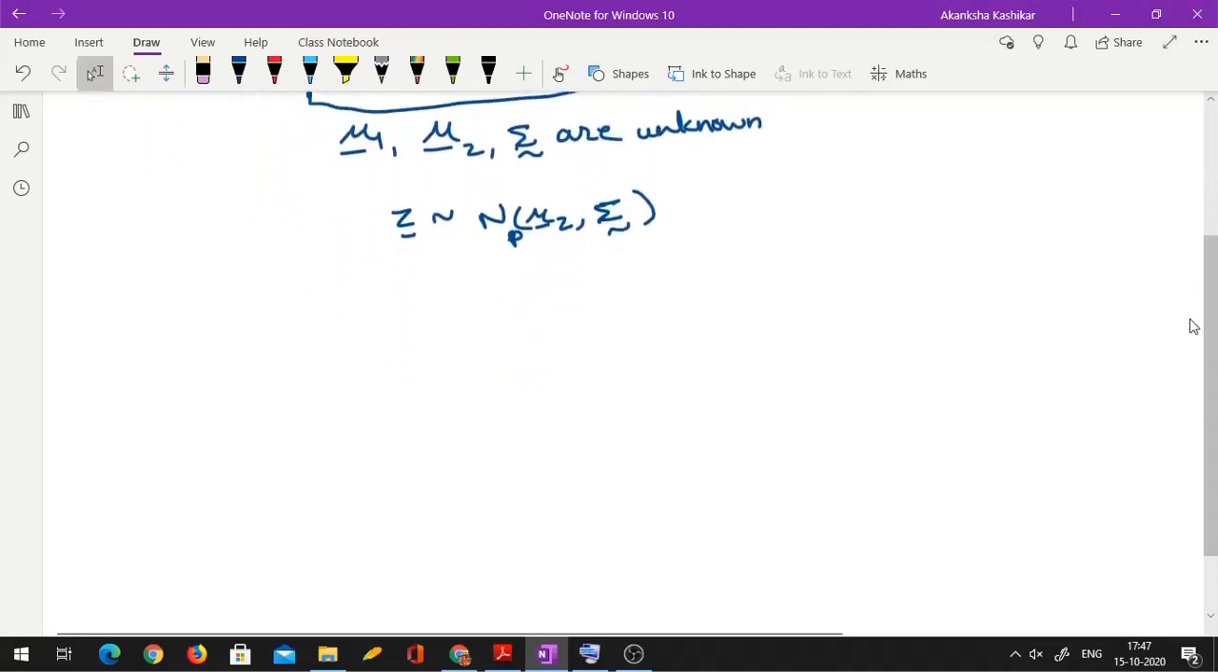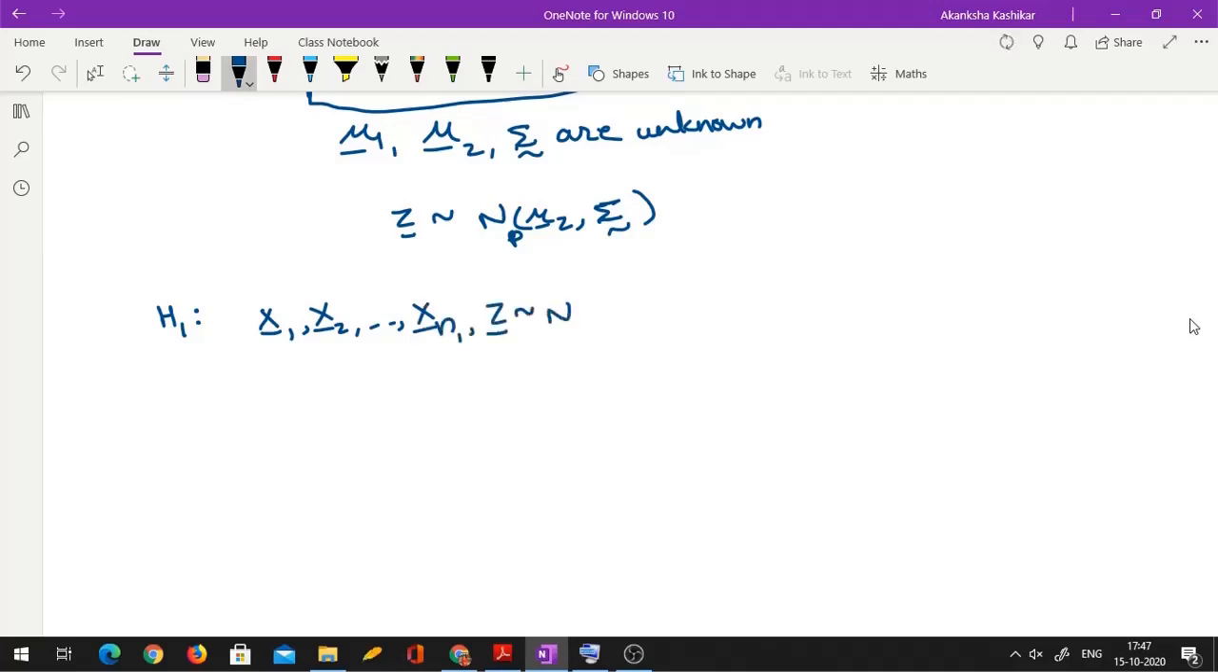So what do I mean by that? We will consider two hypotheses. I won't say null and alternative because there is nothing null and alternative here. So I would say the first hypothesis is that z comes from the first population. So x1, x2 up to xn1 and z, all of them come from the first population, and of course y1, y2 up to yn2 come from the second population. That is my first hypothesis.